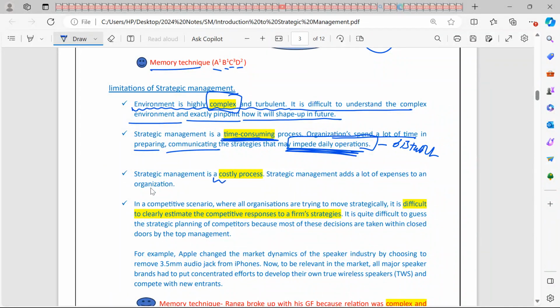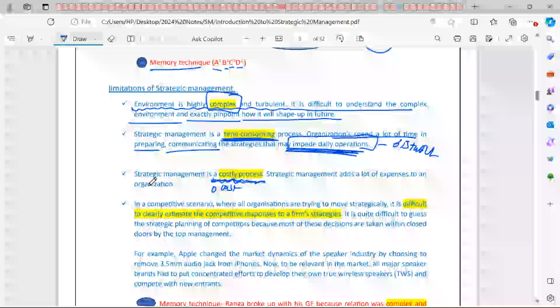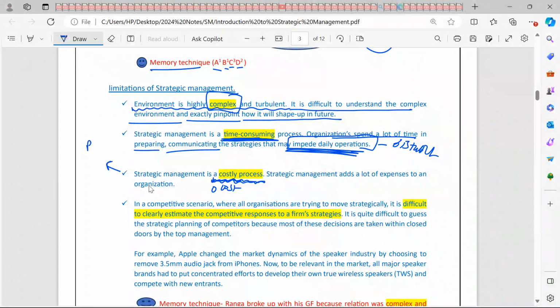Third thing, strategic management is a costly process. Do you think it is a zero cost process? No. Strategic management is a very costly process. I will give you a practical example. One of the big four, I am not remembering the name, PwC or I think EY, is giving 30 crore consultancy services to one of the companies. They are giving 30 crore for planning the strategy so the business can come from loss to profit. So it is a costly process.